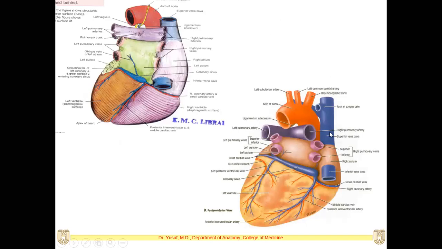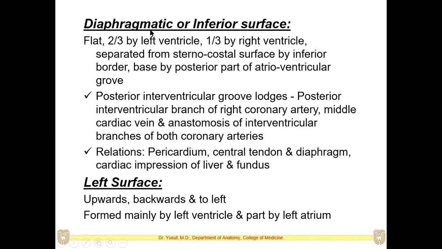Almost 2/3. This is the posterior surface, that is the base. Now this is the inferior surface, also called the diaphragmatic surface. 2/3 is occupied by the left ventricle and a very small part here is formed by the right ventricle. So the diaphragmatic surface or the inferior surface is flat because it is sitting on the diaphragm, and it is almost 2/3 occupied by the left ventricle, 1/3 by the right ventricle.